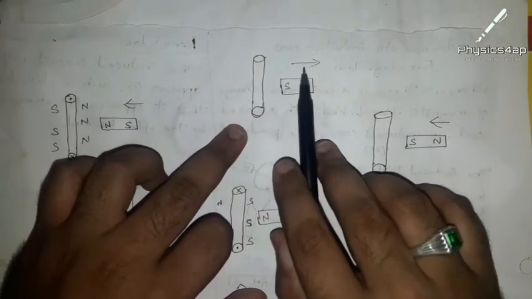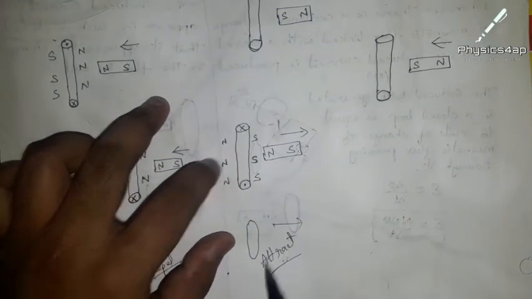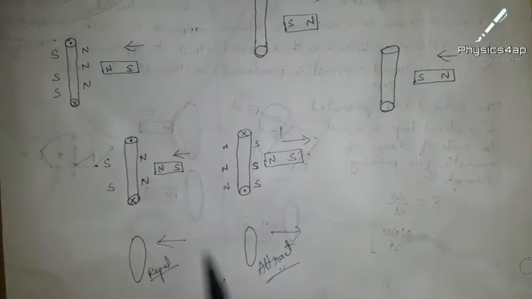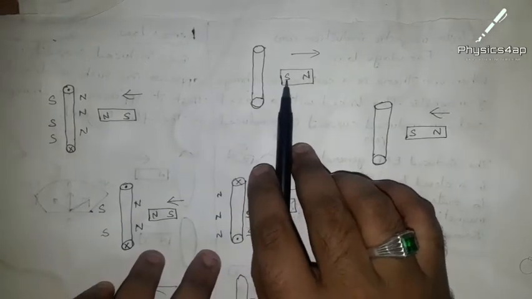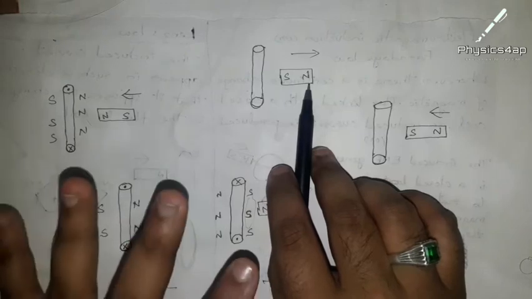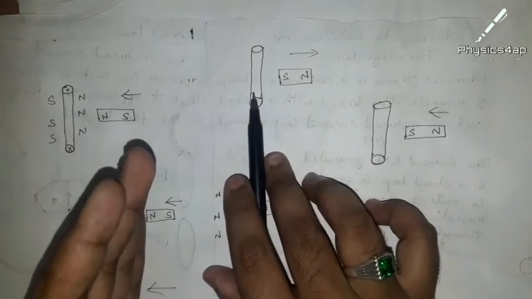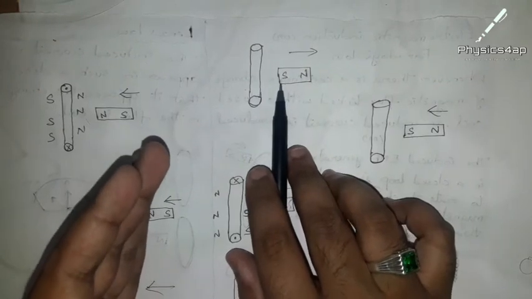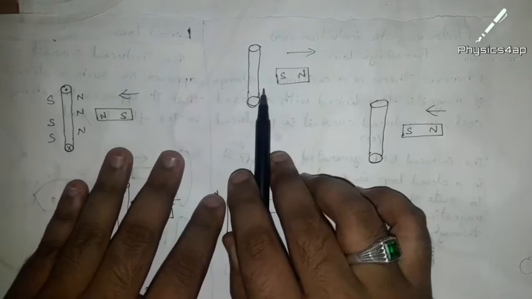So you see the direction as it is going away. As it is going away, it should be attracted. So here we have a south pole. Don't look at the north; the pole which is facing the coil is what is important here. So south pole is attracted with a north pole.